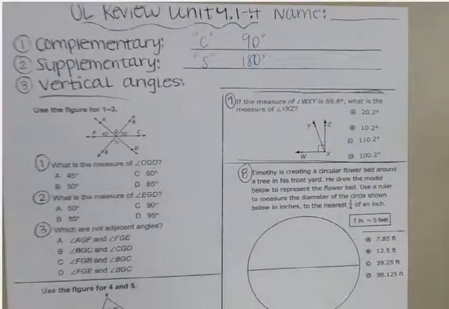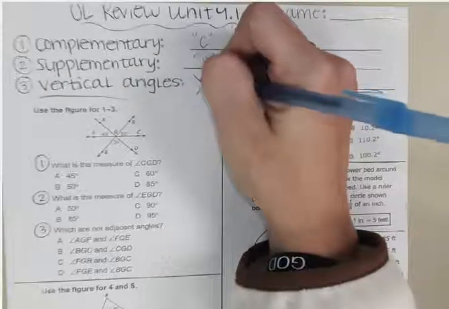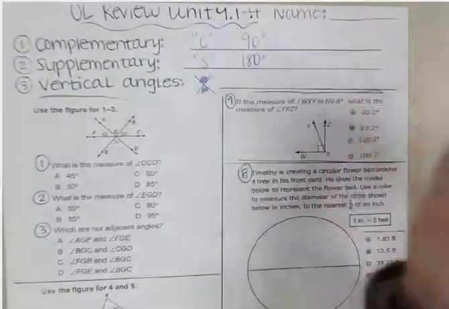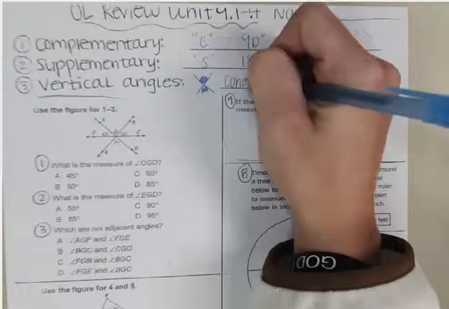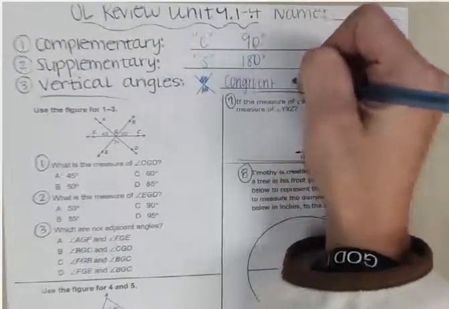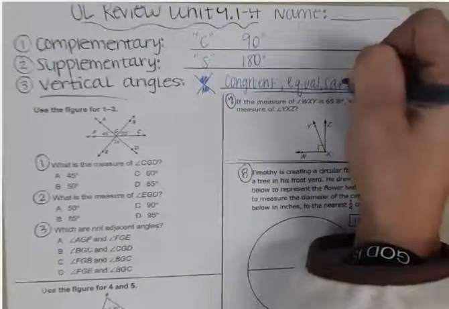Vertical angles. Vertical angles are opposite. Remember, vertical angles look something like this. They're across from each other. That means vertical angles are congruent, or equal, or same. One of those would have been fine.